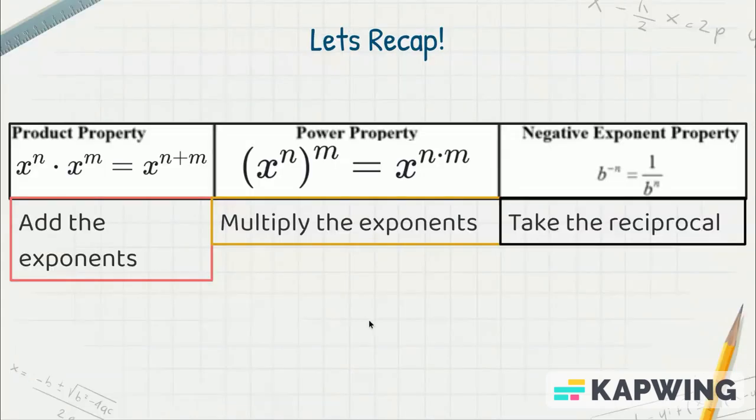Now, let's recap. The product property states that you can add the exponents, the power property states that you can multiply the exponents, and the negative exponent property states that you can take the reciprocal.